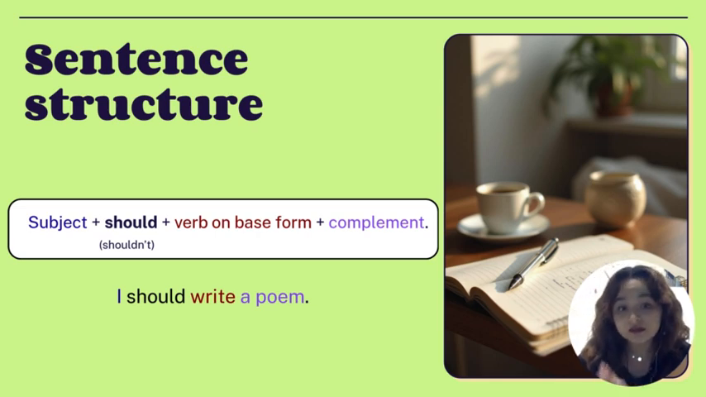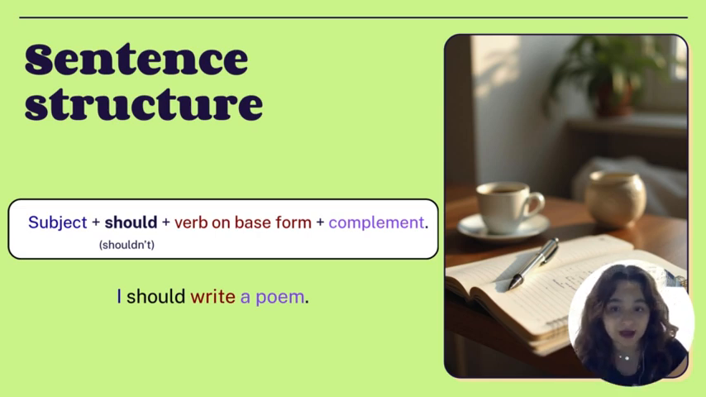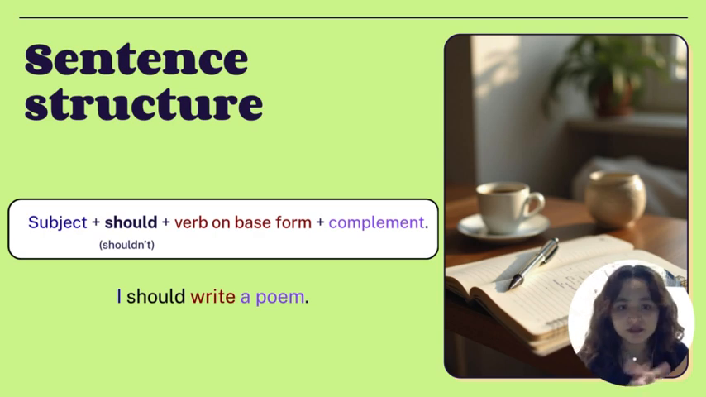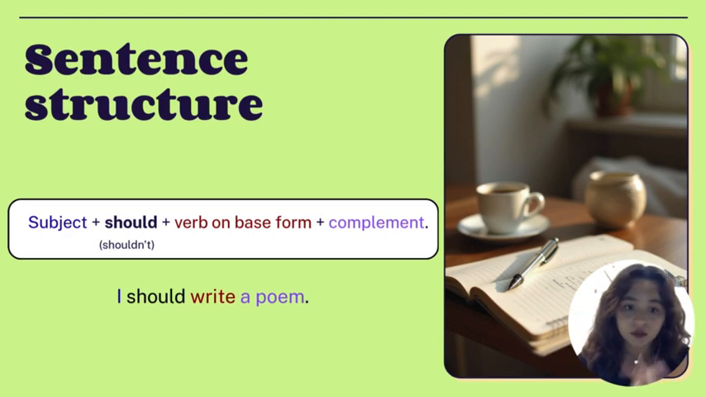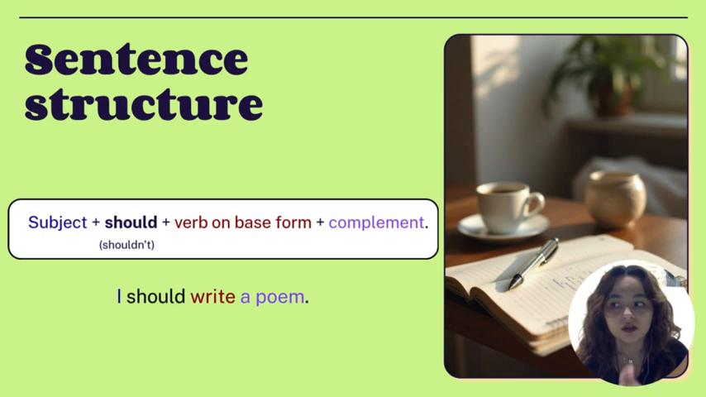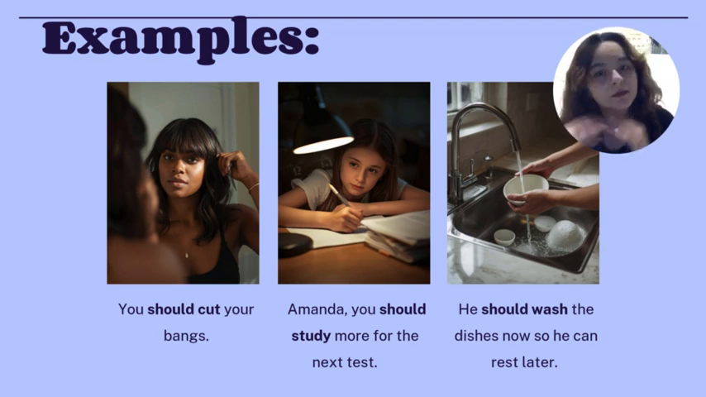Then that subject is going to be followed by should. Should in the case of affirmative sentences, but if it's negative, we can say shouldn't or should not. Today we're going to be focusing on affirmative sentences. So let's say should. After should, we're going to add a verb in the base form and our complement. Let me give you some examples.